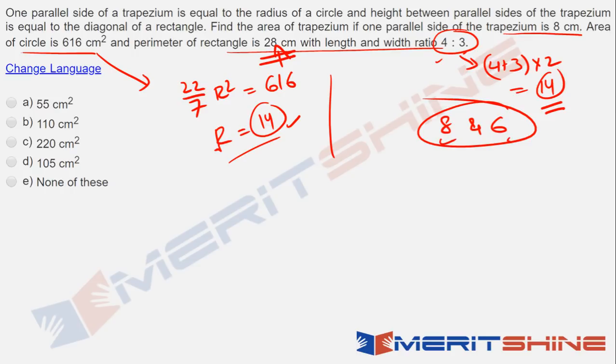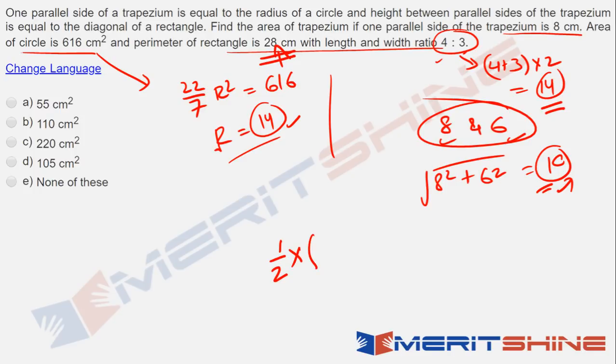If the two sides are 8 and 6, what would be the diagonal? 8 square plus 6 square under root. This is root 100, which is 10. So this is the distance. 10 is the distance between the parallel sides of the trapezium. So what is the area then? Half into the sum of the lengths of the two parallel sides, 8 plus 14, into the distance between them, that is 10. So you get this easily. This is 22, 11, it becomes 110, which is option B.